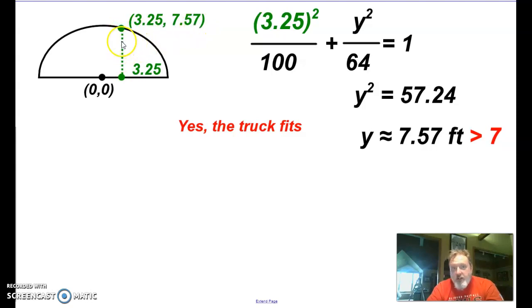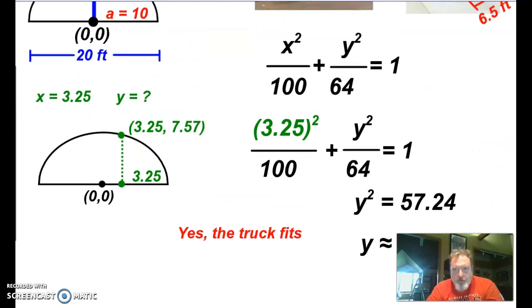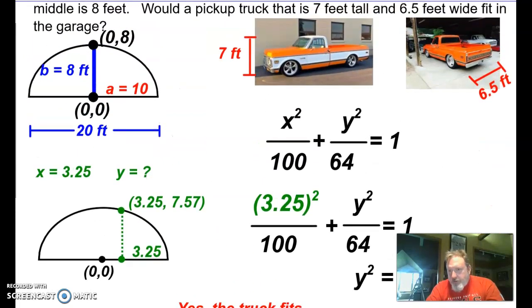The height of our truck is 7 feet, so the truck's going to fit. It's going to be right in here. Going to have about a half foot of room at the top to get that truck in there. So yes, the truck does fit. So thank goodness we didn't scratch it, a little too pretty to be running into the side.